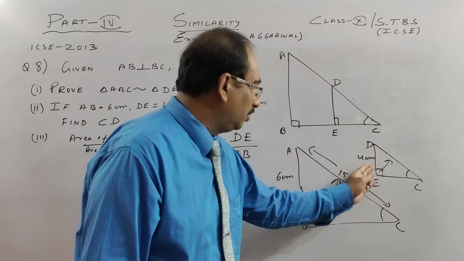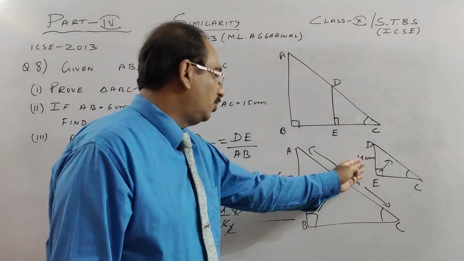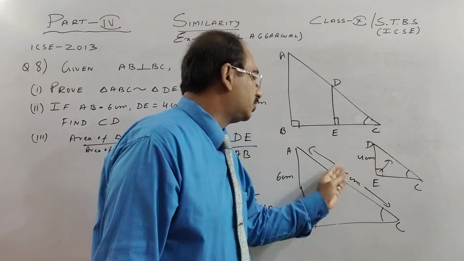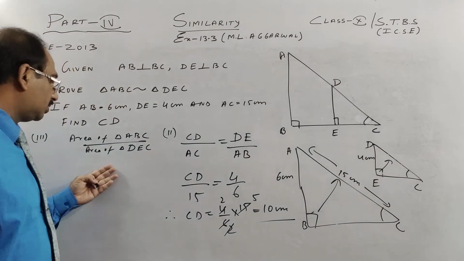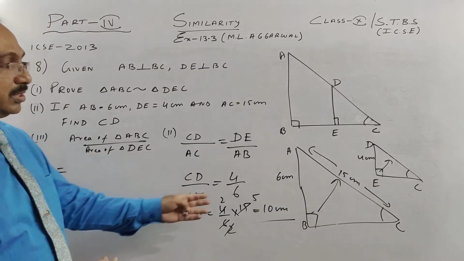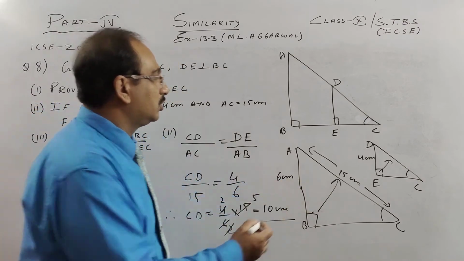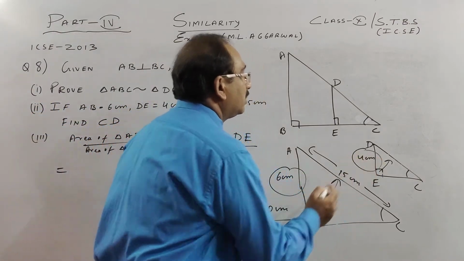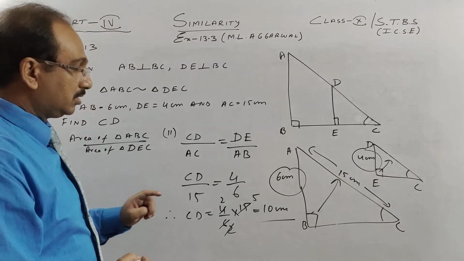Sides are in the ratio 2, 3, 4, 6. 2 is to 3, 10 is to 15. And the final question you can do mentally also. Area of ABC, I have told you area of ABC. What is known? See this, area of ABC by DEC.